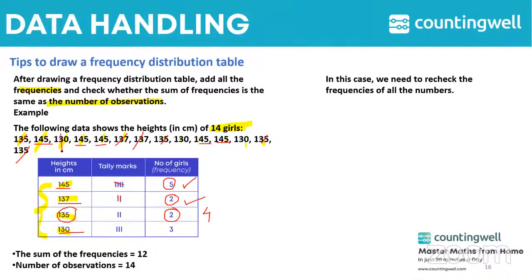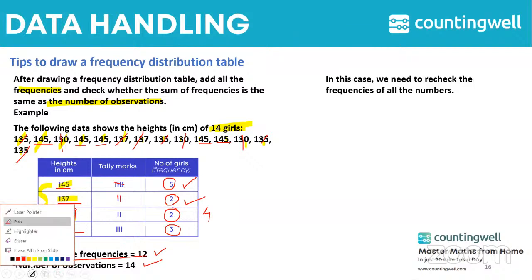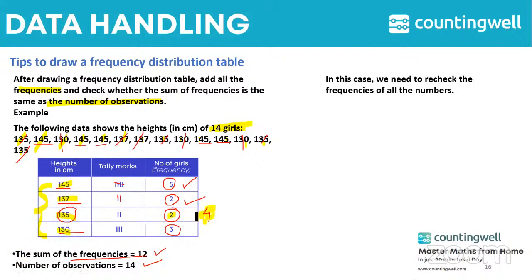Then we have 130, which is 1, 2, 3. So there are 3 130s. So we have the observation 3 times. So frequency is 3. Sum of the frequencies, if you add this 5 plus 2 plus 2 plus 3, you will get 12. But number of observations is 14. In this case, we need to recheck the frequencies of all the numbers. Correct? That's why here we have found that the number of girls having height 135 is not 2, it is 4.